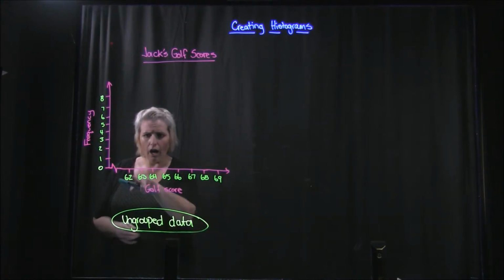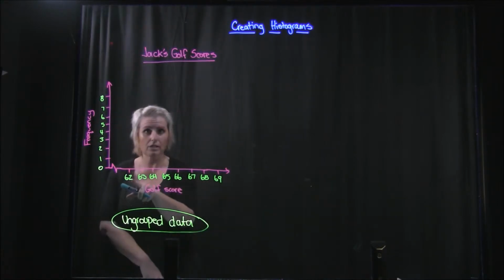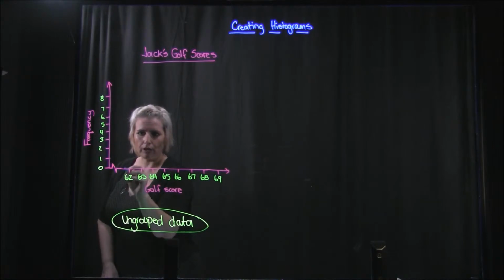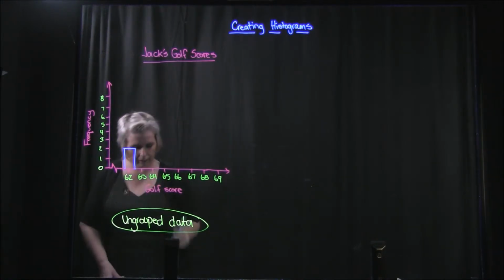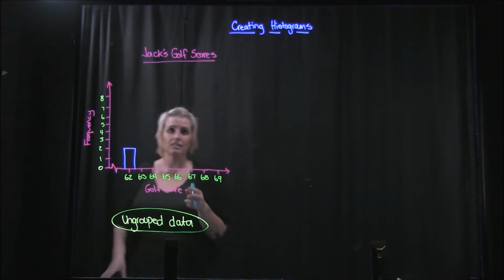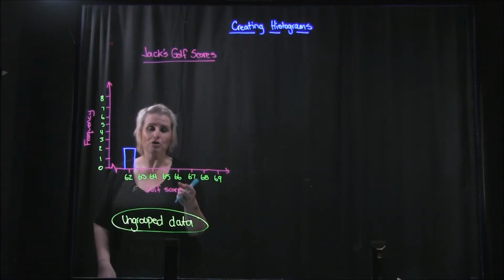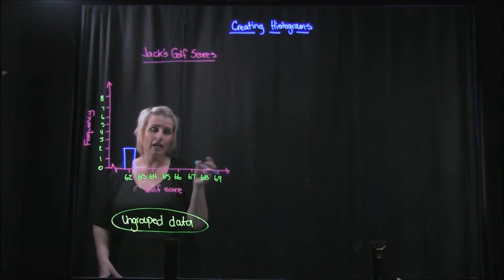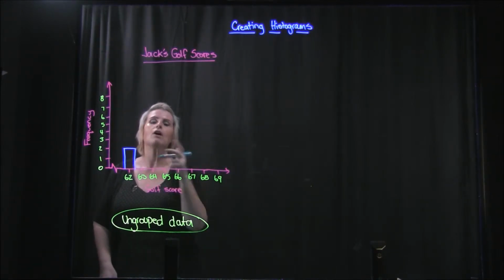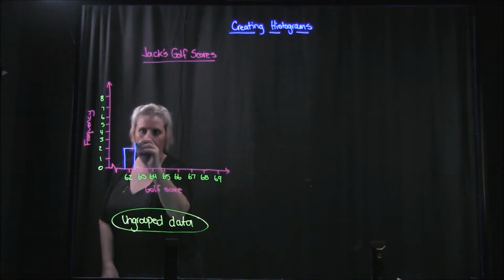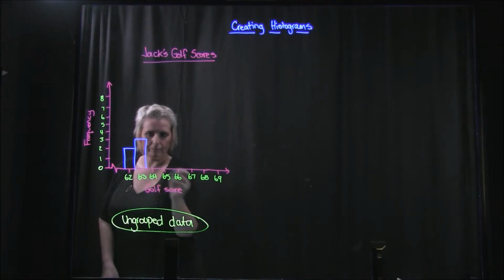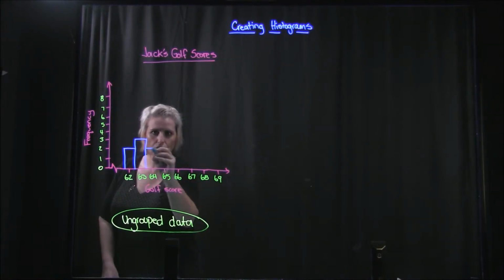So what we do now is draw them in. Jack got 62 as a golf score twice, so my column will go to 2. As you can see, 62, the actual data point, is right in the center of the column. The other thing to note about a histogram is that the columns have to touch. In a column graph there are even spaces, but in a histogram, the columns touch. This next one, 63, has a frequency of 3. 64 is back down to 2.